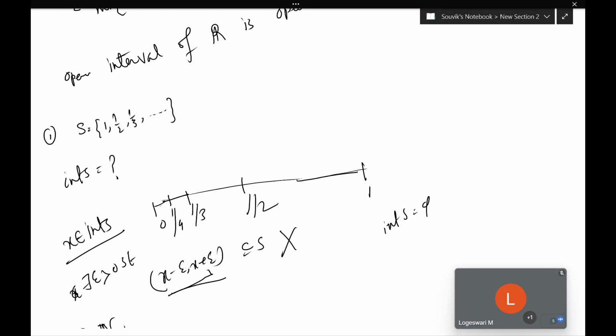But it is not possible, because if any open interval (x minus epsilon, x plus epsilon) lies inside the capital S, then since S is a discrete set, since there is a distance between all points of S, an open interval can't fully lie inside S. So that's how the interior of S is an empty set.